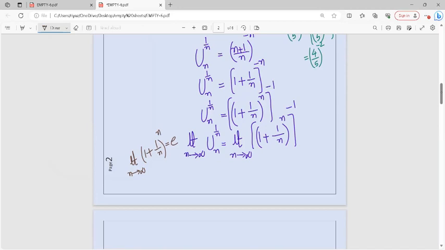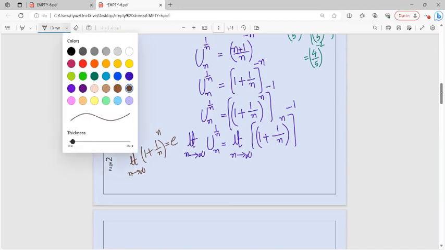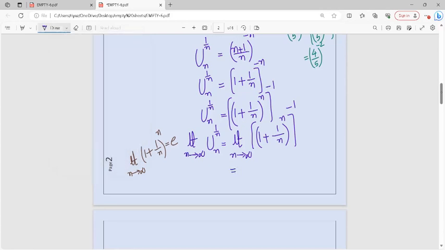So then our answer is what? If you replace it with e, then it becomes e power minus 1, which can be written as 1 by e. If you see in your calculator, e is 2.71 something, so 1 by e is definitely less than 1. Which value is less than 1? The un to the power of 1 by n value is less than 1.